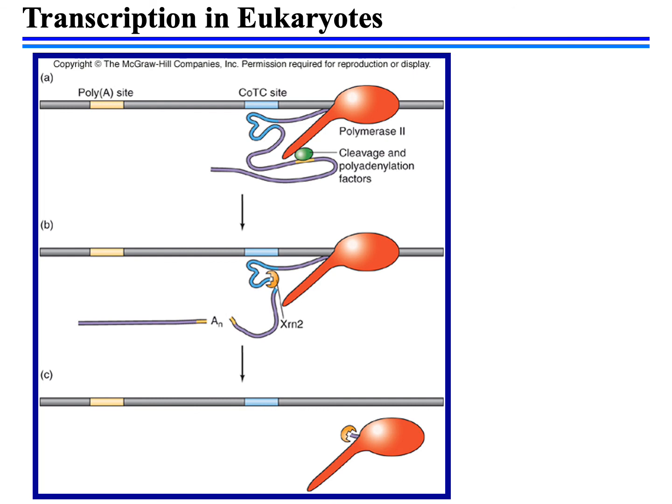XRN2 is a 5' to 3' exonuclease. It essentially jumps on where the cleavage has occurred and starts to degrade the RNA, moving its way closer and closer and closer to the polymerase. Essentially, it gets so close to the polymerase that it torpedoes or pushes the polymerase off of the gene, and hence this is how transcription actually ends.